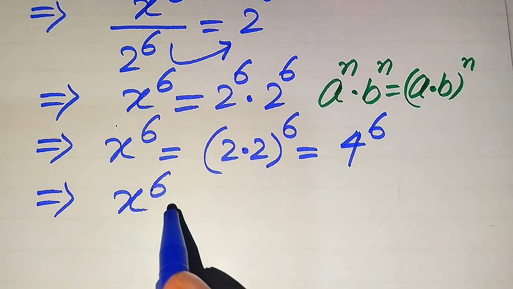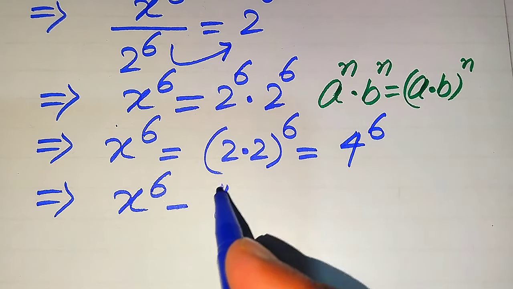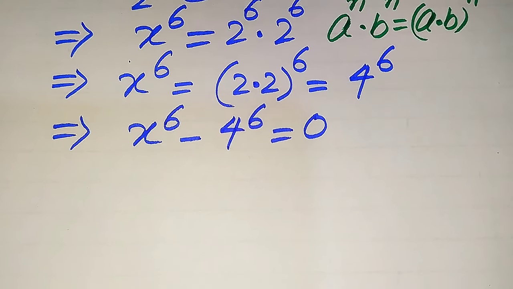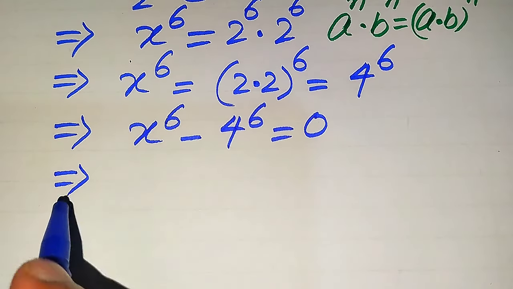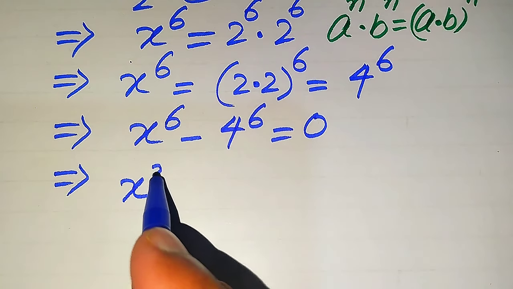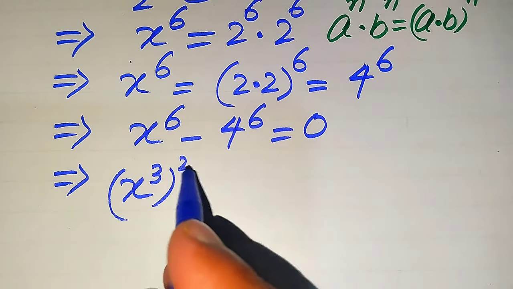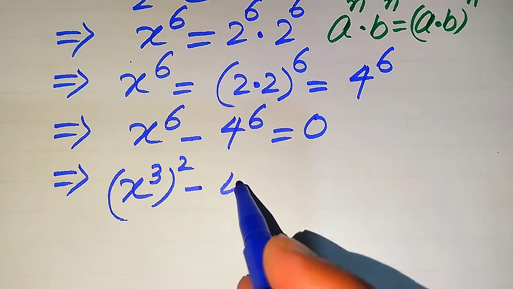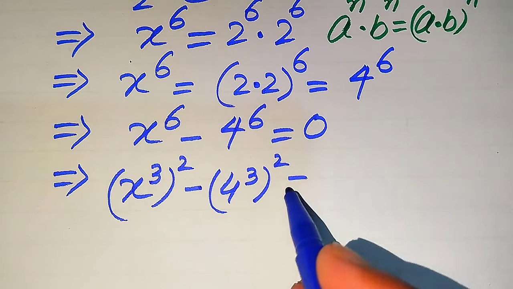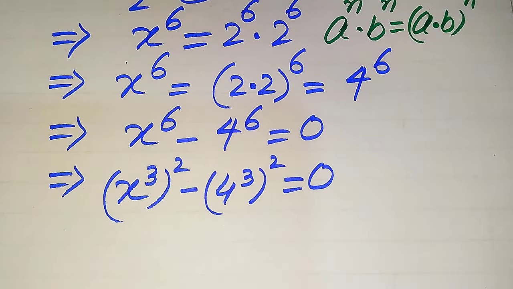And in the next step we move this 4 to the power of 6 to the left hand side, and it will be written as x to the power of 6 minus 4 to the power of 6 equals 0. So we rewrite this equation in this form. We write x to the power of 6 as x cubed and its whole square, minus 4 to the power of 6 as 4 cubed and its whole square, equals 0.